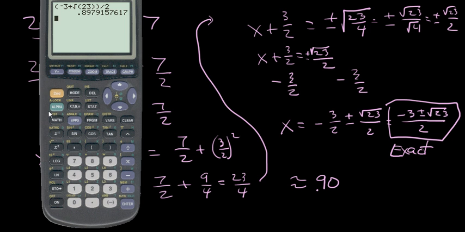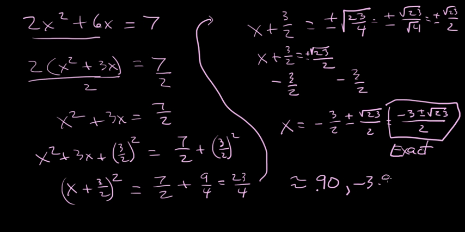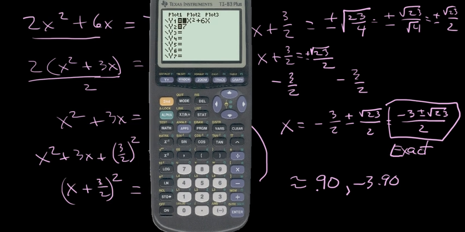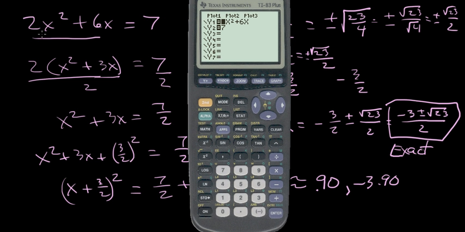And now I'm going to just second enter, put the same thing in there again, and just change this plus sign to a negative, because this is plus or minus the square root of 23 over 2. So I hit enter, and I get negative 3.90. So 0.90, comma, negative 3.90. And while we've got the calculator out, let's try one more thing, and that is, let's try using this to check our answer. You see, I already put in 2x squared. Our original equation over here was 2x squared plus 6x equals 7.